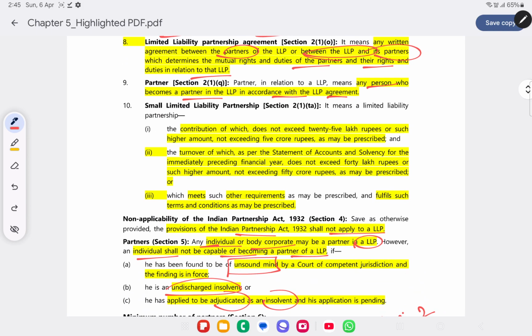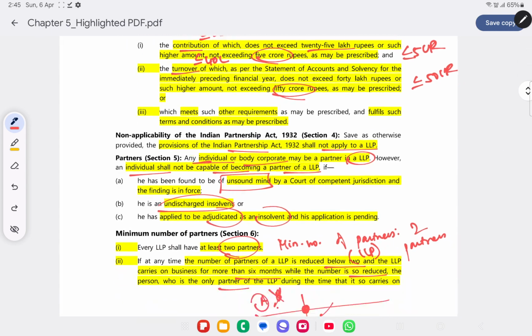What do you mean by small LLP? Small LLP is one wherein the contribution is up to 25 lakh, that is, less than or equal to 25 lakh, and the turnover is less than or equal to 40 lakh. So contribution up to 25 lakh and turnover up to 40 lakh would be referred to as small LLP. Contribution is basically capital contribution. Now what about this 5 crore and 50 crore? This means a higher limit that the government may specify in the future, not exceeding 5 crore for contribution and not exceeding 50 crore for turnover. So the government may increase this limit in the future, but currently it is 25 lakh and 40 lakh.